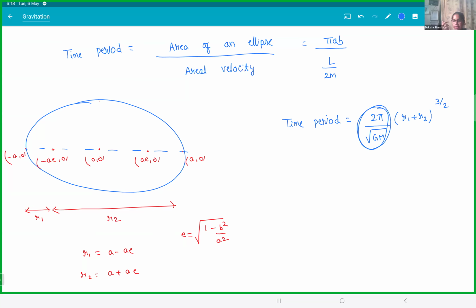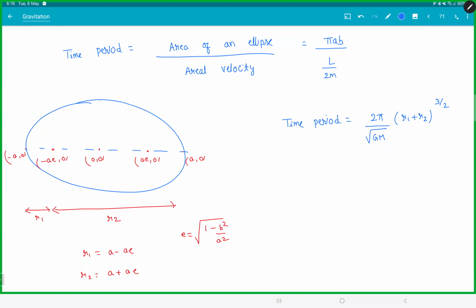So that is there, that's fine. But that is not the question. The question is to find the time period. You can't tell me the time period is proportional to R1 to the power 3 by 2. I don't want proportionality, I want the time period. Kepler's third law just gives you the proportionality. It doesn't give you the constant, which means you don't know the time period. You just know the proportionality. Is this clear, everyone?